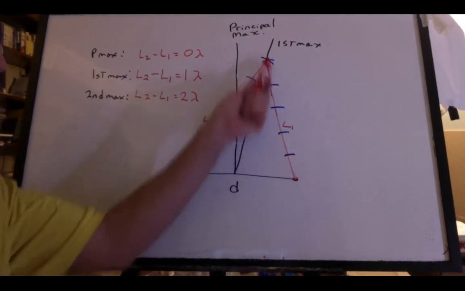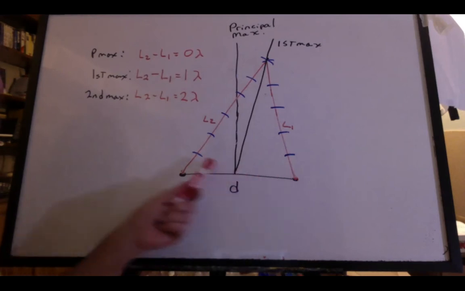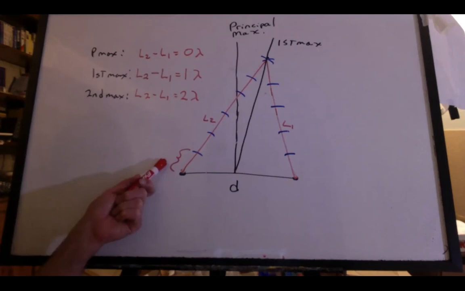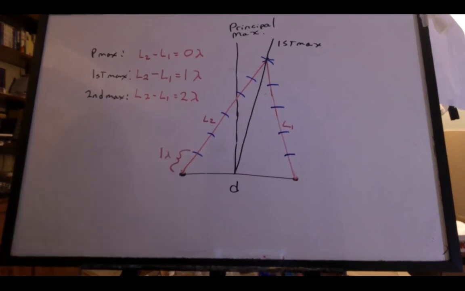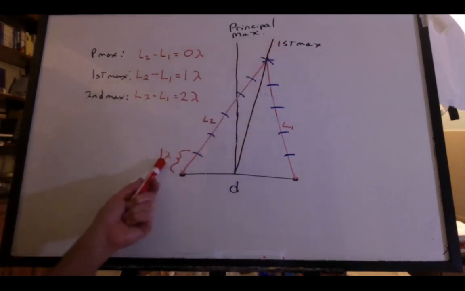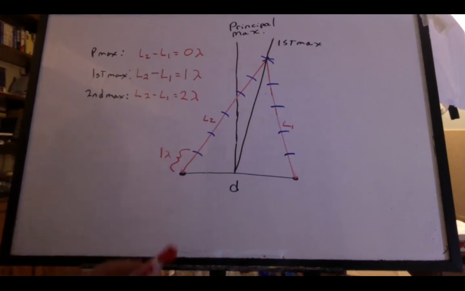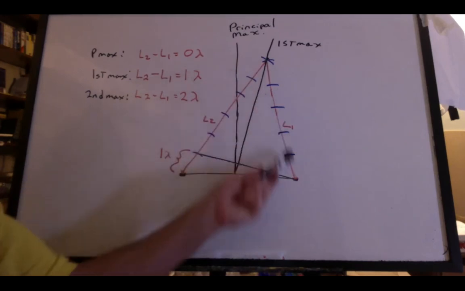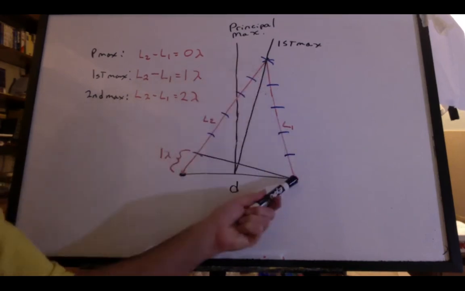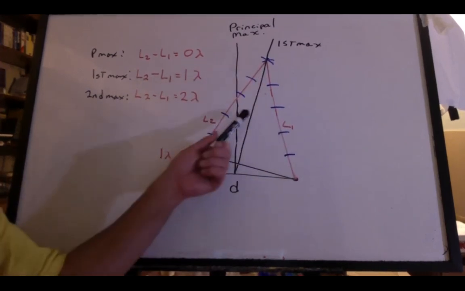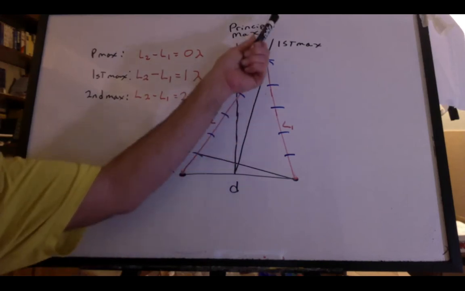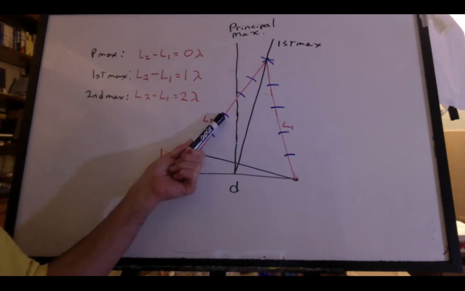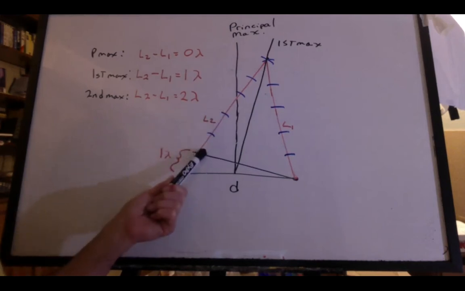Now imagine I take L1 and I swing it over to here. What would be that distance? If we're at the first maximum, it would have to be 1 wavelength. By drawing in this line, I now have an isosceles triangle up here. If we're far away on the first maximum, the isosceles triangle will have sides that will become perpendicular to this base.